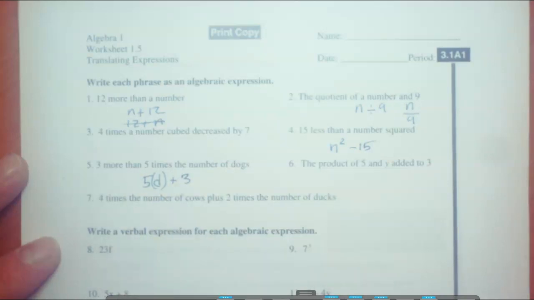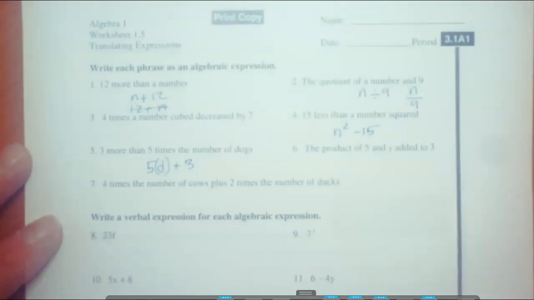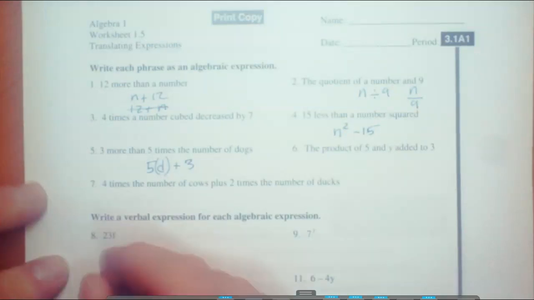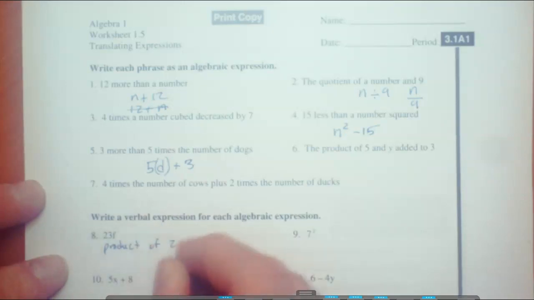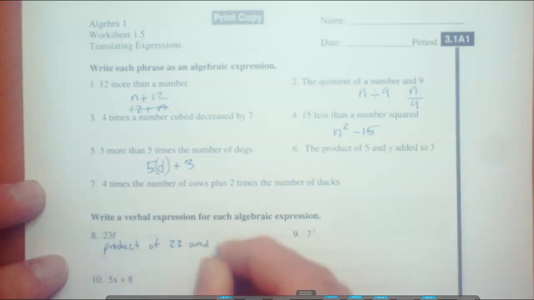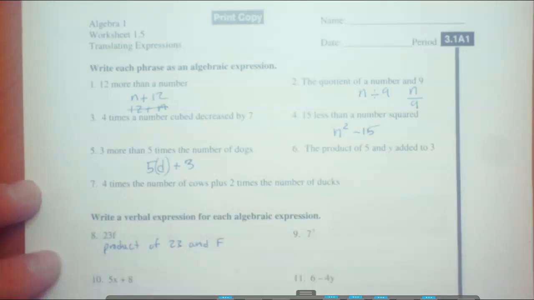Okay? Down here at the bottom, we just simply have to write a verbal expression. We're going to write phrases like up here for these ones here. So this one here we could write as the product, because that means multiplication, of 23 and f. Or you could write it as 23 times f, that would be fine.